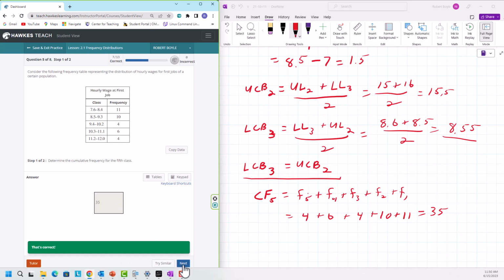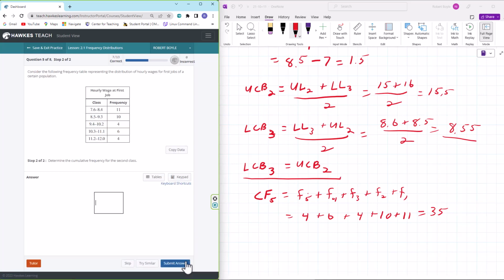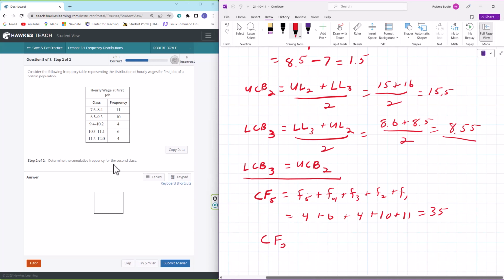Okay, moving on, we probably have to compute the cumulative frequency for another class, and yes, we do. Here we have to determine the cumulative frequency for the second class. So the cumulative frequency for the second class is going to be equal to the frequency of that class plus the frequency of all the lower classes. In this case, there only happens to be one. That happens to be class 1. So that will be 10 plus 11, which is 21.